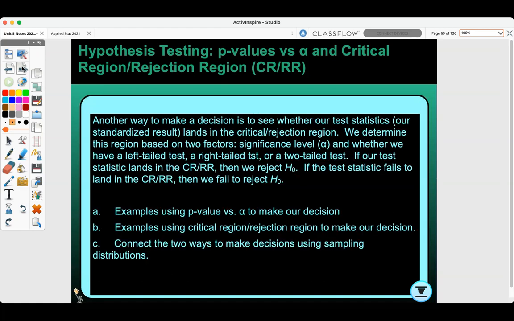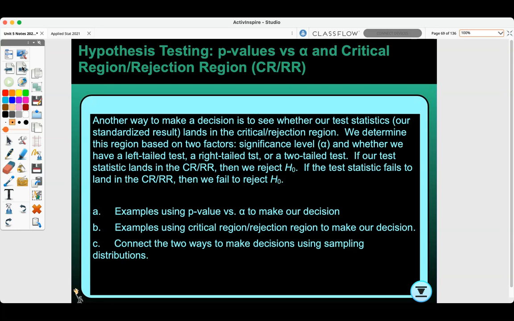Another way to make a decision is to see whether our test statistic, our standardized result, lands in the critical rejection region. We determine this region based on two factors: significance level alpha, and whether we have a left-tailed test, a right-tailed test, or a two-tailed test. If our test statistic lands in the critical region, or rejection region, we reject the null hypothesis. If the test statistic fails to land in that region, we fail to reject the null hypothesis.